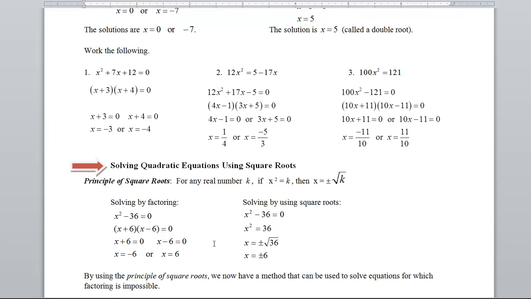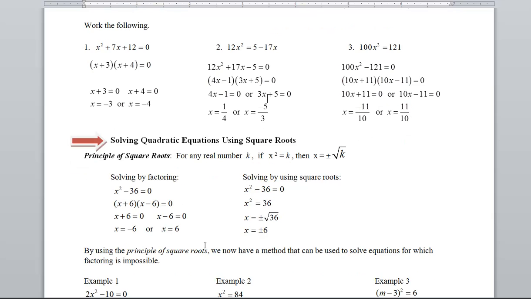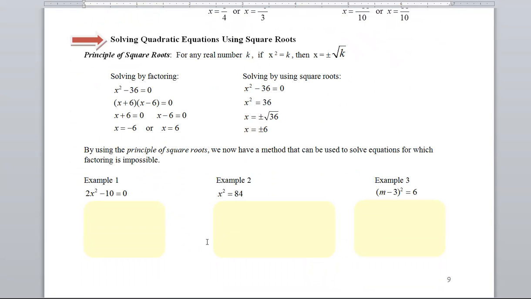Now I've got some examples. By using the principle of square roots, we now have a method that can be used to solve equations for which factoring is impossible. So let's see what I've got. Three problems. So here, if I have to get this in the form of x squared, that means I've got to solve the equation for x squared. So I've got to do some work here. First thing I need to do is add 10 to both sides. Divide by 2. So now if you'll notice, I do have it in the correct form.